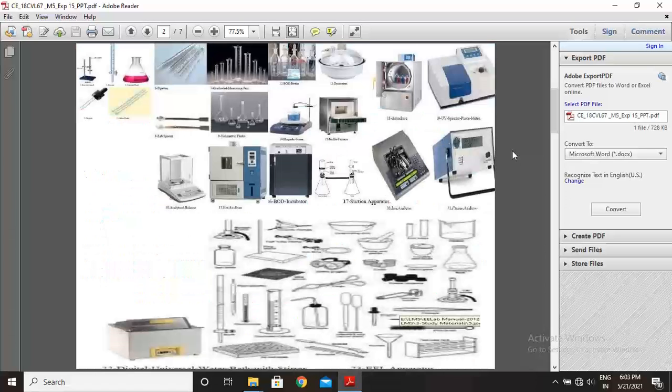So let us see, these are the apparatus and equipments used for all the environmental engineering experiments. From that, some apparatus are used for these experiments. All of you remember these are the type of apparatus and experiments used to execute the given sample in terms of environmental engineering experiments.